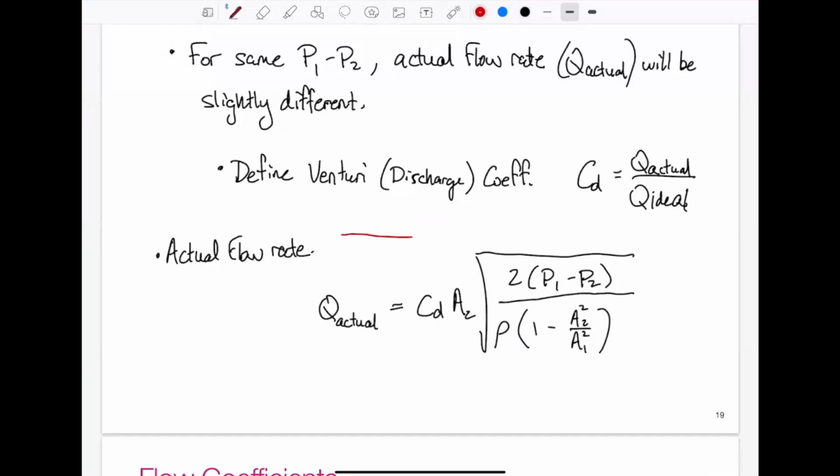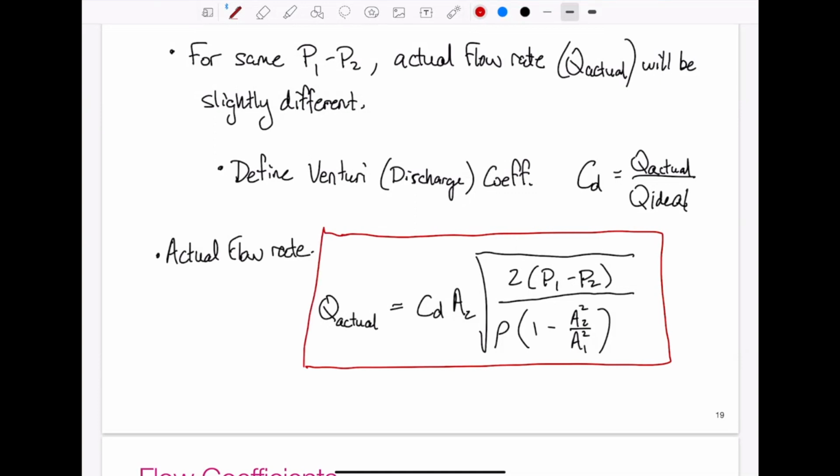So this equation is our actual flow rate. So in your lab, you are essentially going to be measuring the pressure difference between the throat and many points along your Venturi meter. And that'll be measuring your actual flow rate. And you're going to compare this with the ideal flow rate, and you're going to try to calculate what the discharge coefficient of your Venturi meter is.